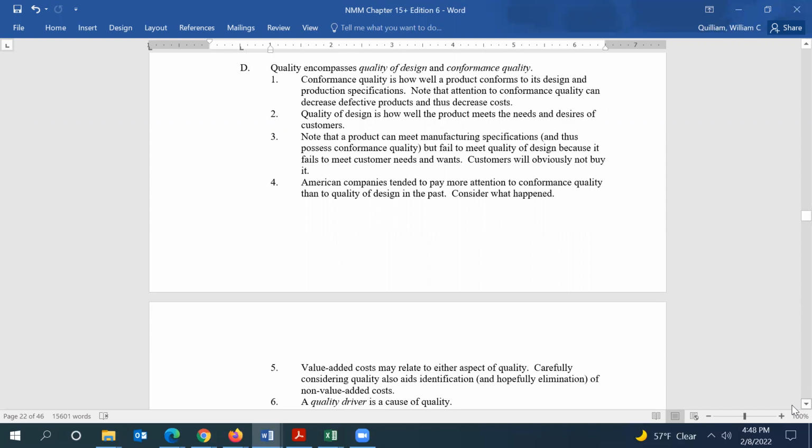First, conformance quality is how well a product conforms to its design and production specifications, how it's supposed to be built. So it means how well made it is. And note that attention to conformance quality can decrease defective products and thus decrease costs. So we build it right the first time. Fewer defects. So that's conformance quality, how well made it is.